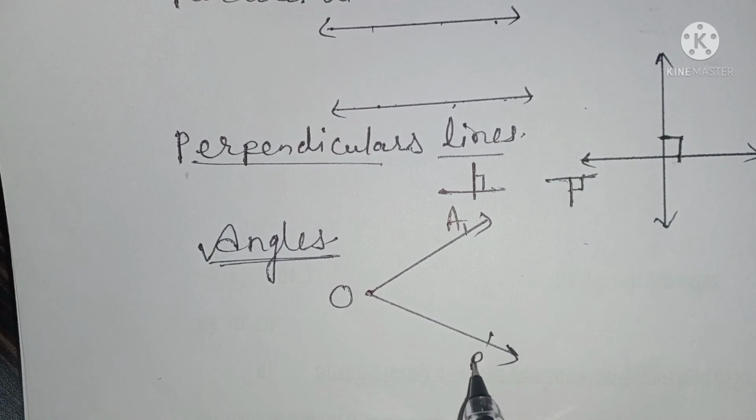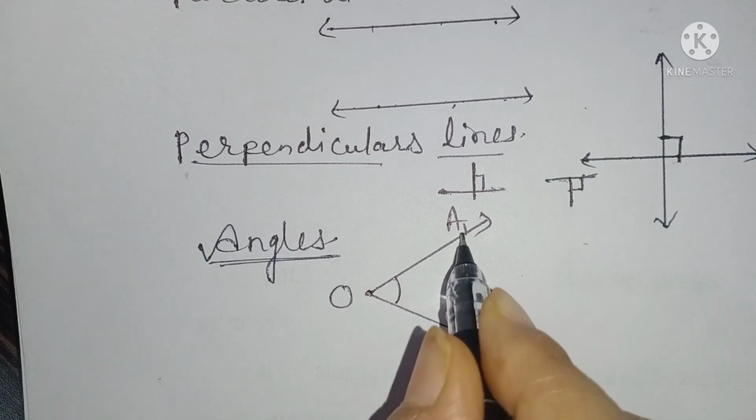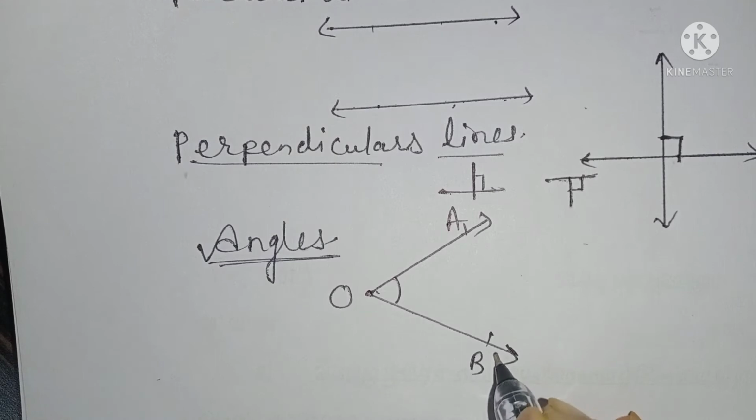This is OA and this ray is OB, and this is angle AOB. Okay, what is the definition?